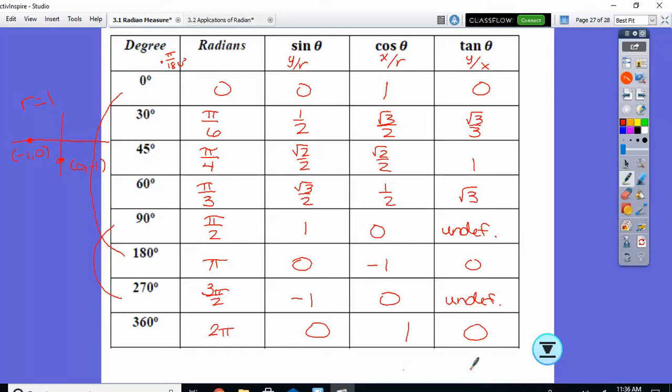Alright, so that's the table. All things that we have seen before just kind of put into one table. Any questions on that?